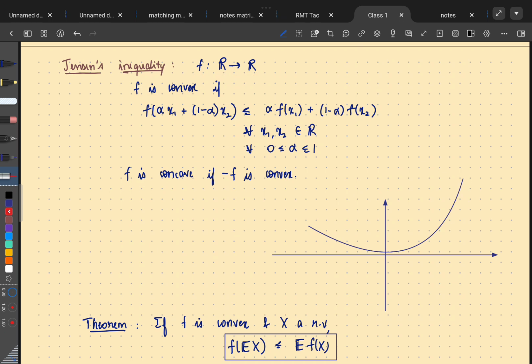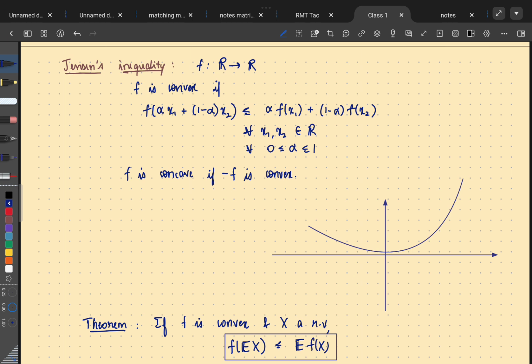Now you may have seen different definitions of convexity. The commonly used definition is that f is a convex function if for every pair of points x1, x2 in R, and for every alpha between 0 and 1, f of (alpha x1 plus (1 minus alpha) x2) is less than or equal to alpha times f of x1 plus (1 minus alpha) times f of x2. Now this is the analytical definition, but it has a very intuitive interpretation. It basically says the following.